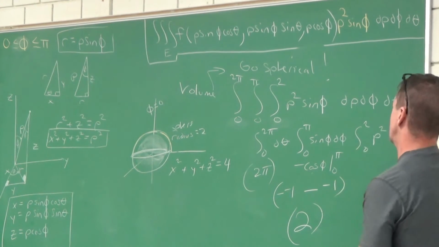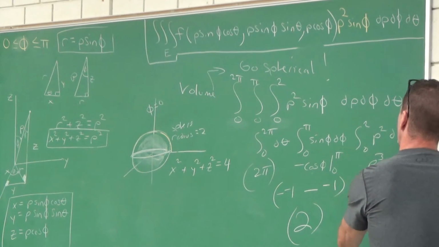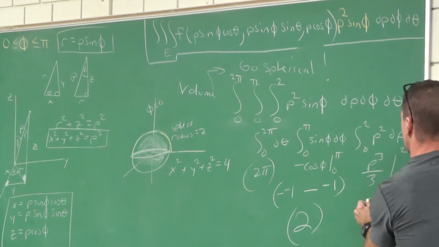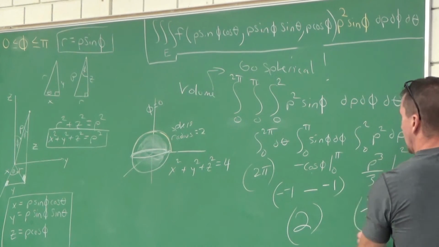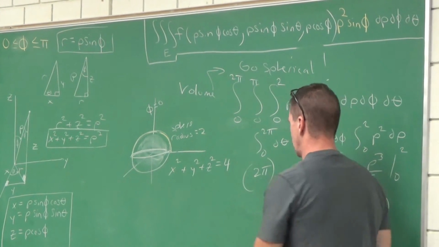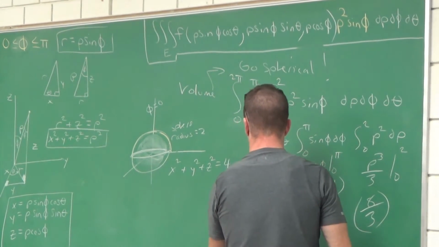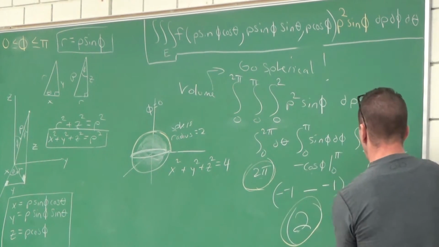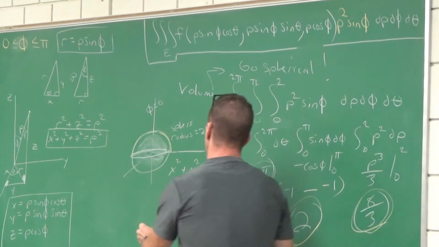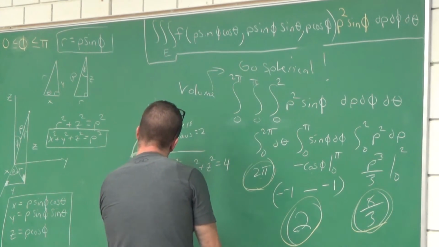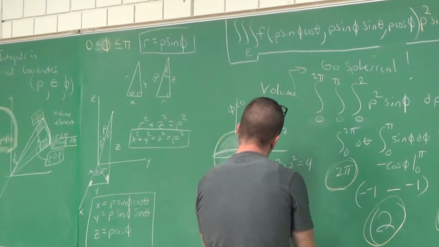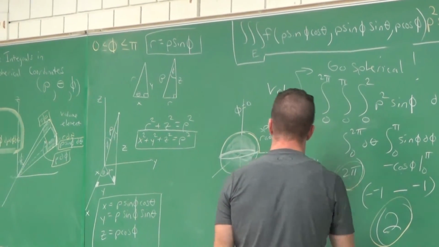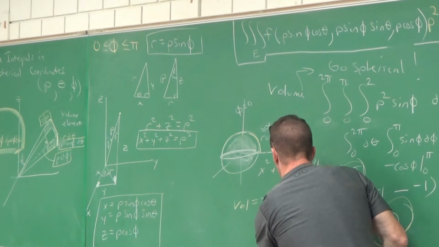What's rho squared integrated? Oh, that's just rho cubed over 3. Go from 0 to 2, what do you get? 8/3. So the answer is 8/3 times 2 times 2 pi. That's the volume, the whole sphere. Take this, multiply this, multiply this. Volume equals 2 pi times 2 times 8/3, or what's that? 32 pi over 3.